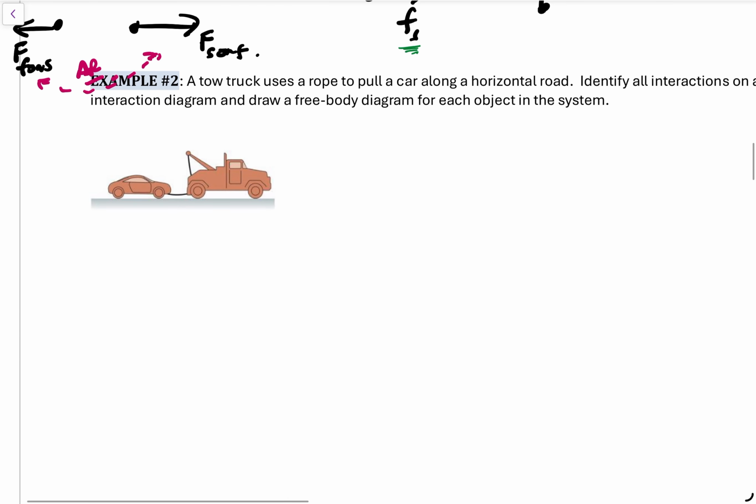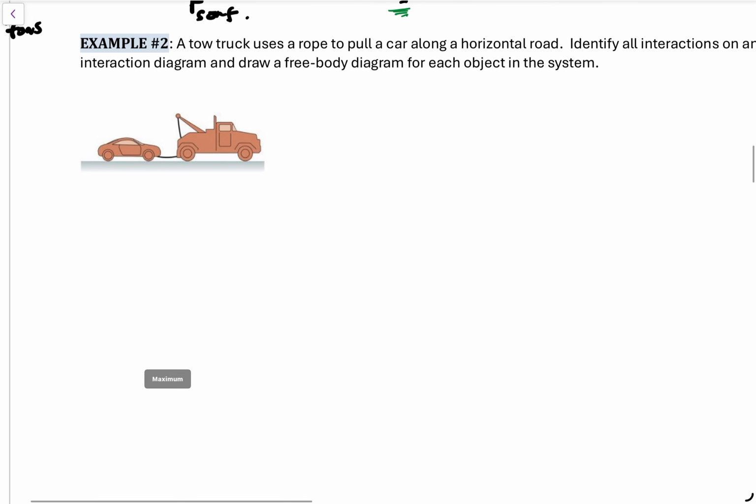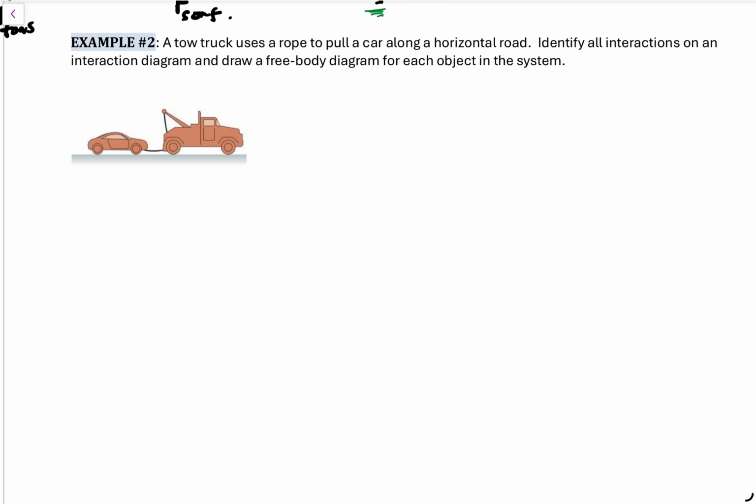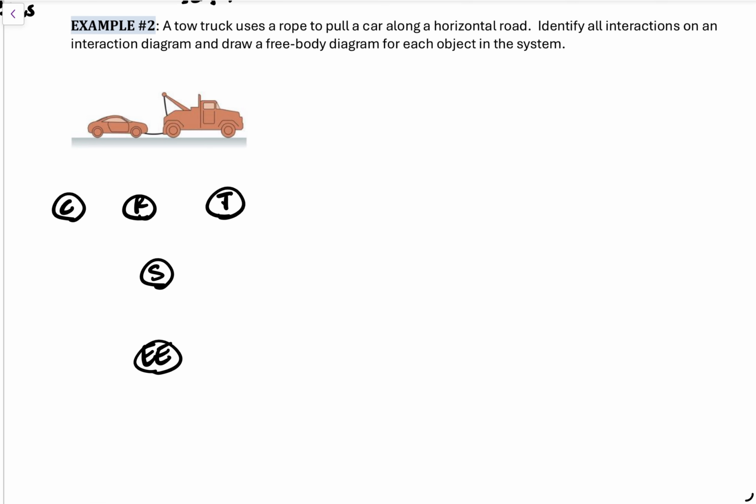Okay, let's do another example where we're going to go through an interaction diagram. I've got a tow truck pulling a car, and then we also have a rope. In this case, I'm going to talk about each of the objects, including the rope. So I'm going to make an interaction diagram. We've got the car, the rope, and the truck. The car and the truck are contacting a surface, and then we have the entire earth, which everything is going to be interacting with.